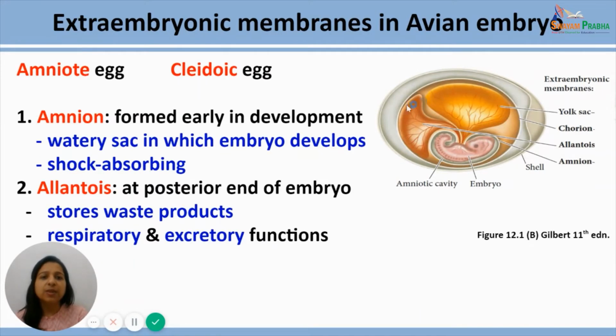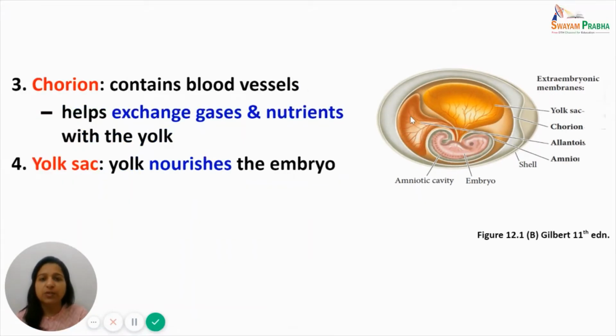The second extraembryonic membrane is the allantois, which is seen here near the posterior end of the embryo. This allantois has the function of storing waste products. Thus, it is important in the respiratory and excretory functions while the embryo is growing.